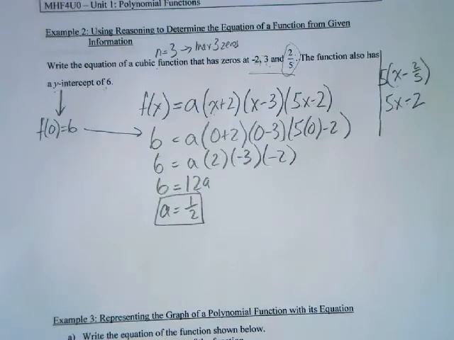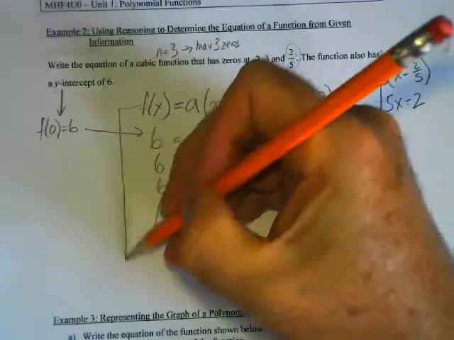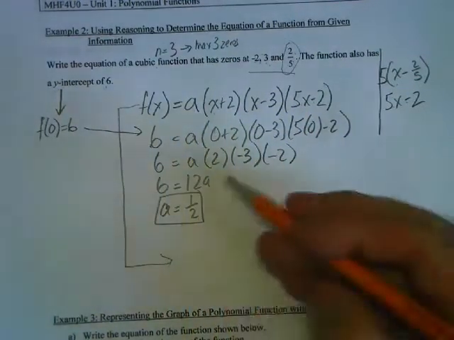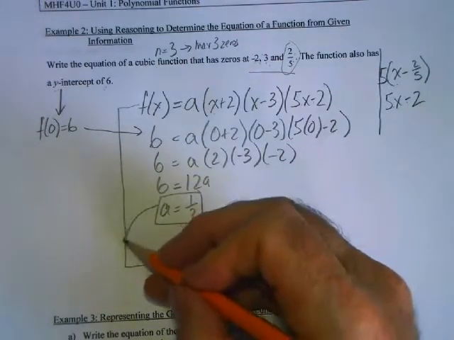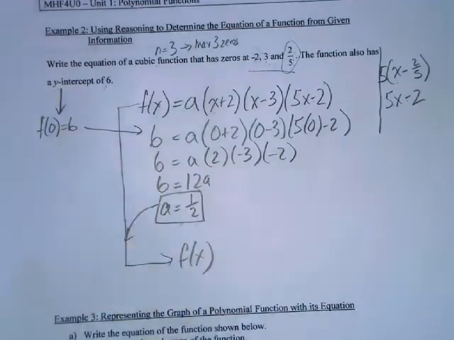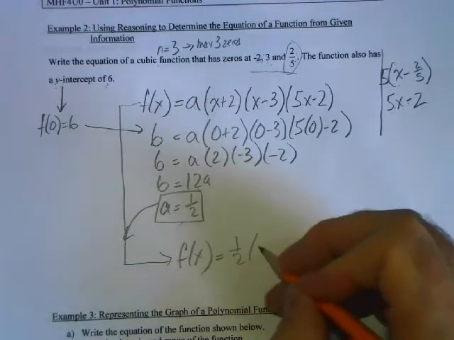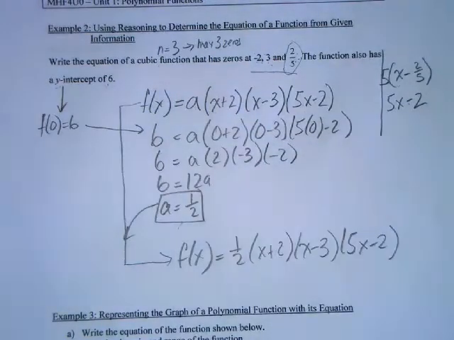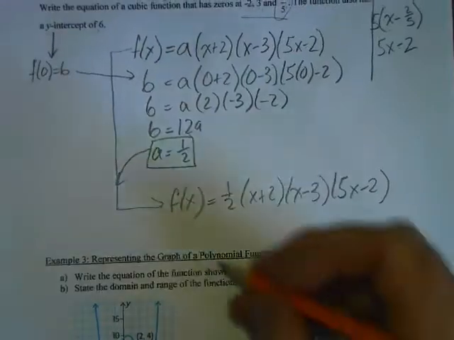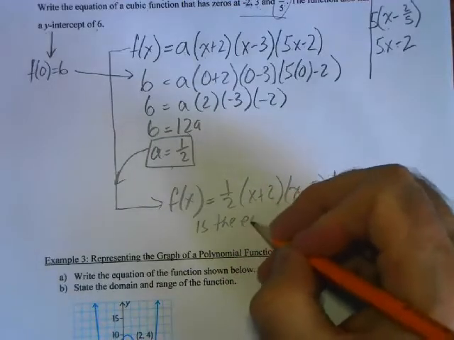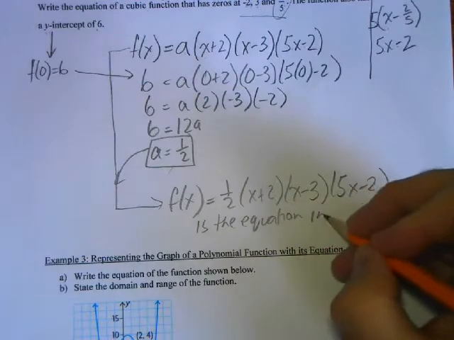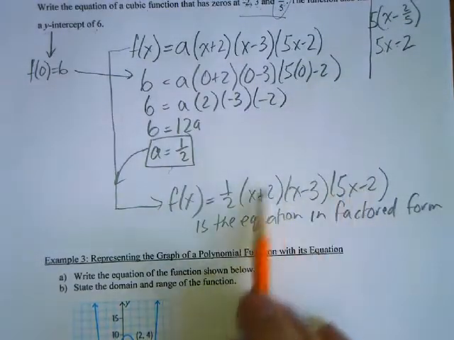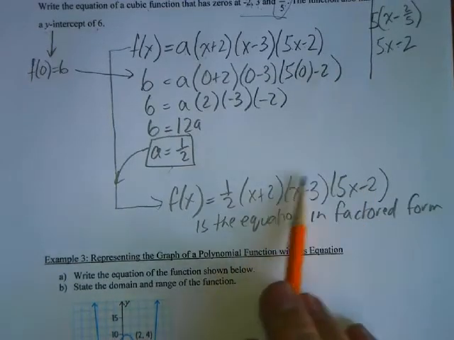Okay, so what we do with that, we take this previous version that we had for the equation, but we didn't know the a value, now we do. So we plug that in to this original version. f of x equals 1/2 times (x plus 2)(x minus 3)(5x minus 2). Okay, and just to make it official, this is the equation in factored form.